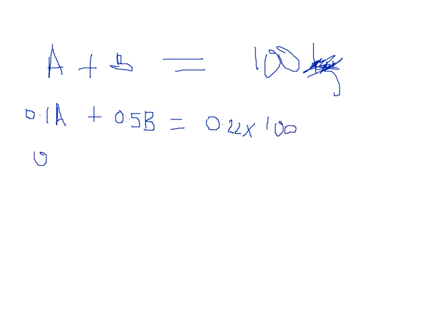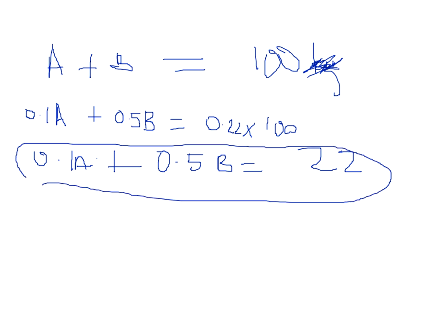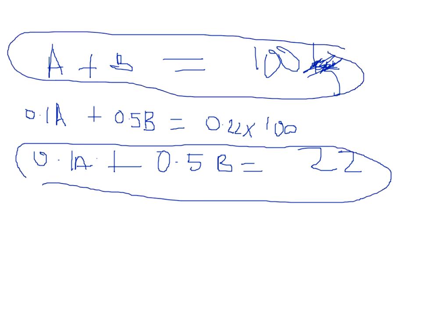Now that shows that 0.1 A plus 0.5 B must give me 22. Okay, so 22. Now this is talking at sugar level. Now I know you understand all of this. Now from here I can say this is 1, this is 2.